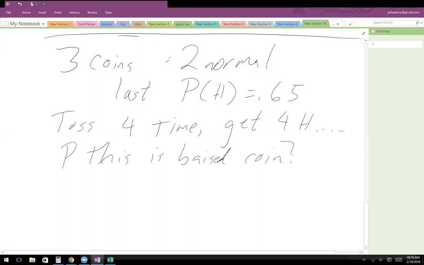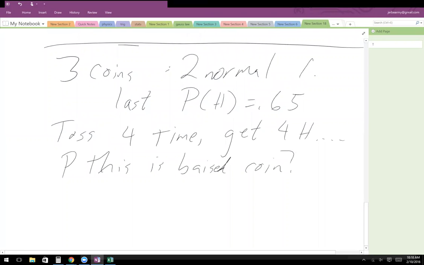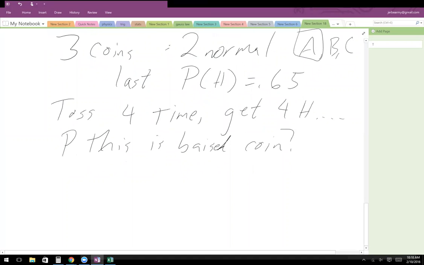Right. Okay, so let's call these coins A, B, and C, and say A is the biased coin, B and C are the other 2. All right. So what we want to find is the probability that we actually have A, given that we got 4 heads, right? To use Bayes' theorem, we need to find the other way around. So first we need to say, okay, what's the probability of getting 4 heads if we have coin A?